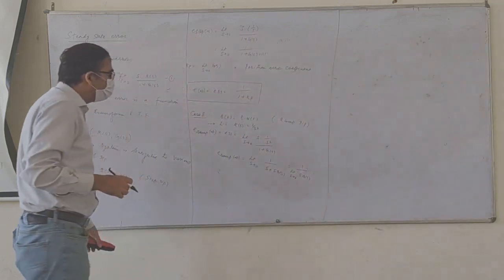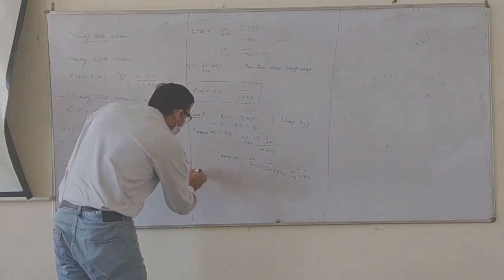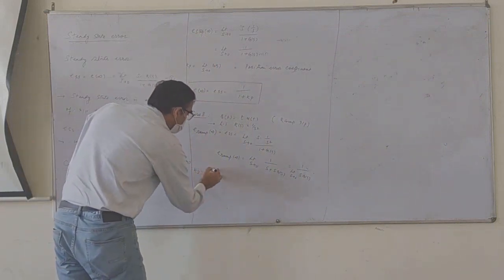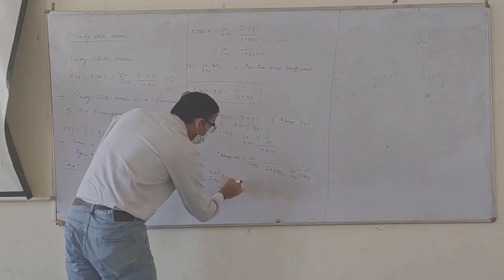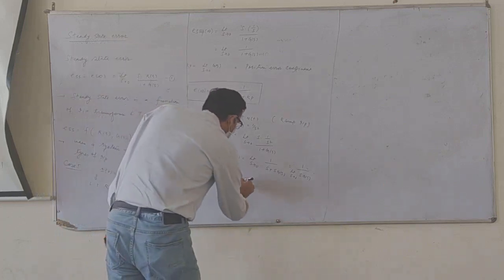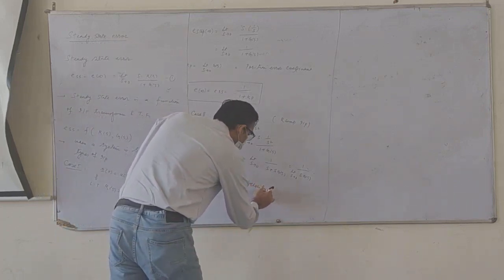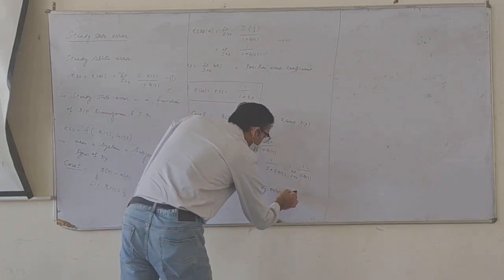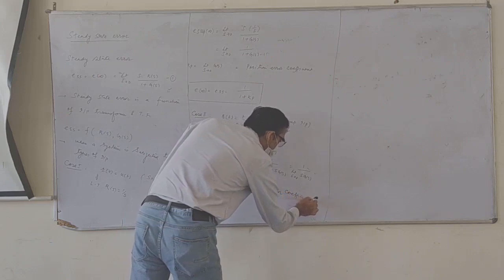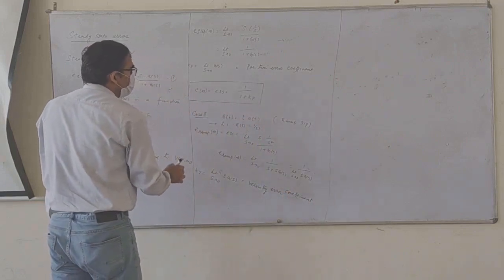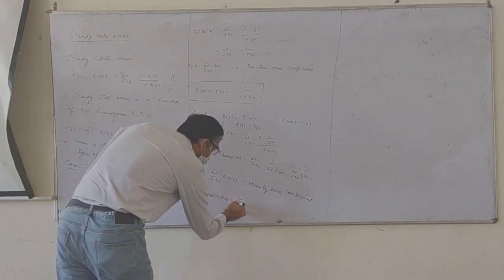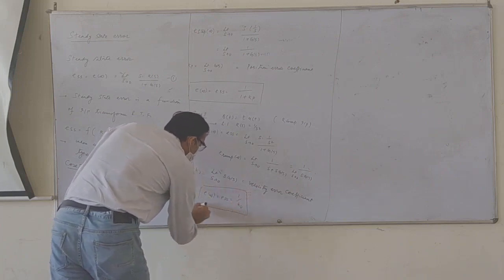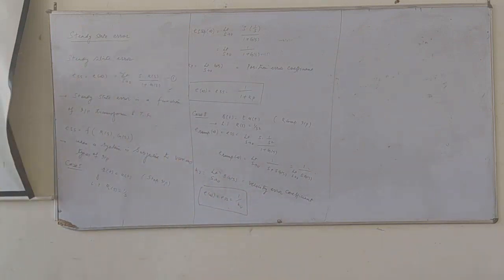So from this term, another term, Kv, we can write: Kv is equal to limit s tends to 0 of s G of s, and that term is called the velocity error coefficient. To find the error at the steady state, when the input is ramp, E_ss will be 1 by Kv. This you have to remember. I hope this is clear.